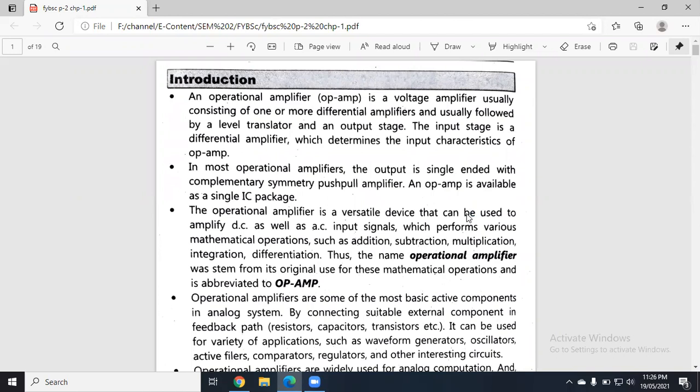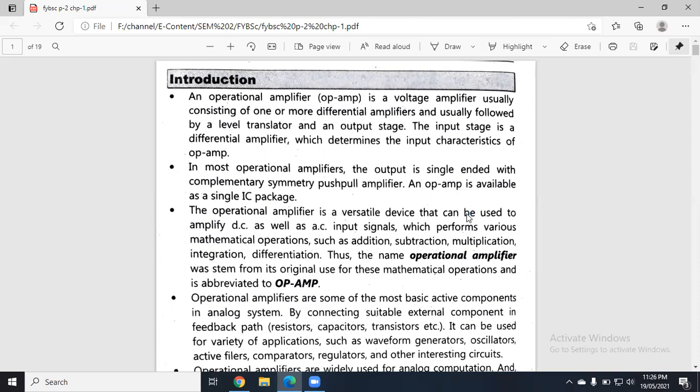So we are going to see each and every basic detail about the operational amplifier. It is going to be a very small and very interesting chapter. I'll try to clear all your basic concepts related to the operational amplifier in this chapter. While we are studying the operational amplifier, first go with the introduction: what it is, why it is used, and what its applications are.